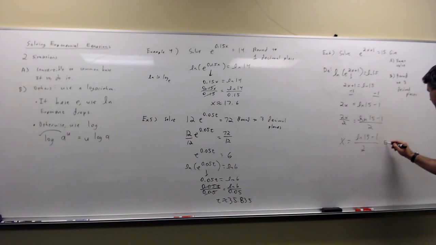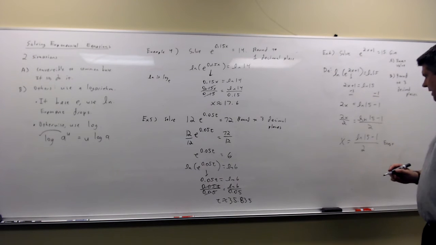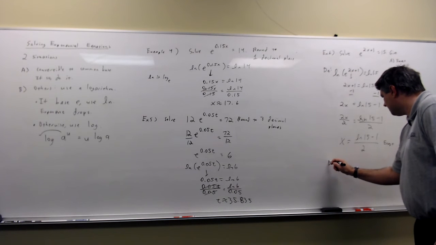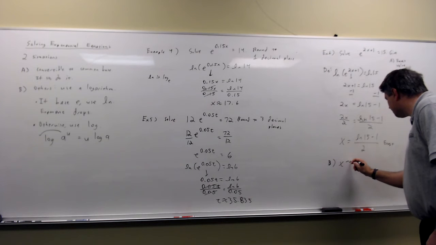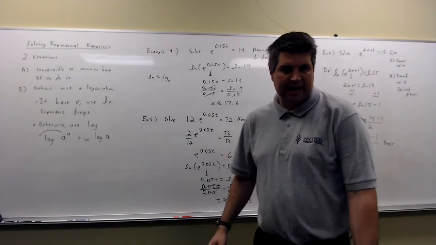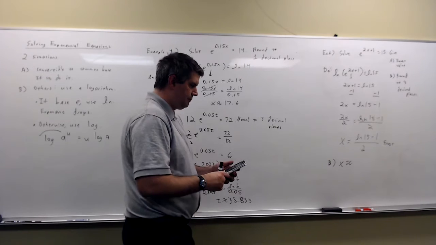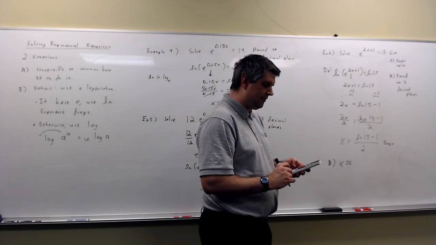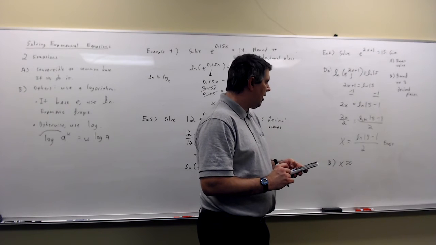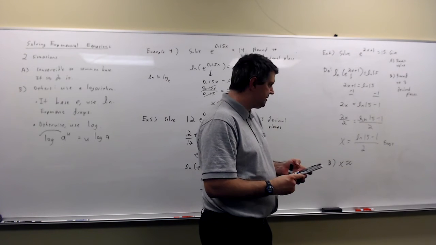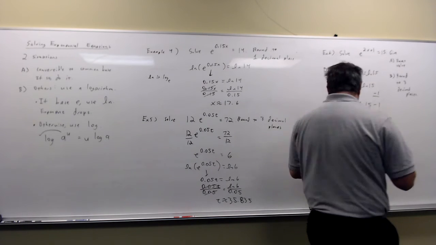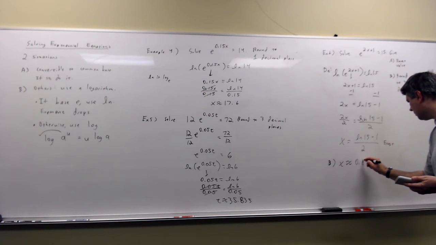This is an exact solution. Also called an irrational form. Okay, B. x is approximately, so I'll take the natural log of 15, hit enter, I get 2.708 and so on, subtract 1, now it's 1.708 and so on, then divide by 2. I get x is approximately 0.854.